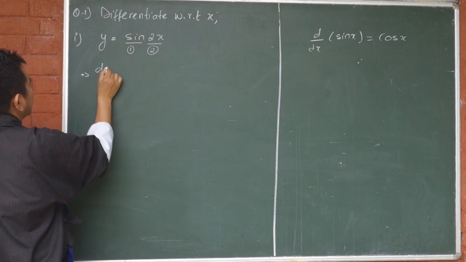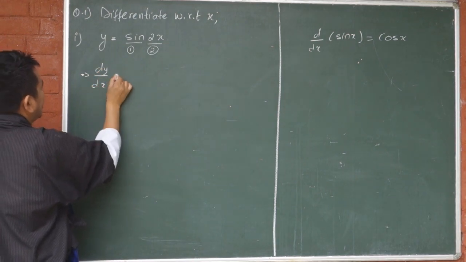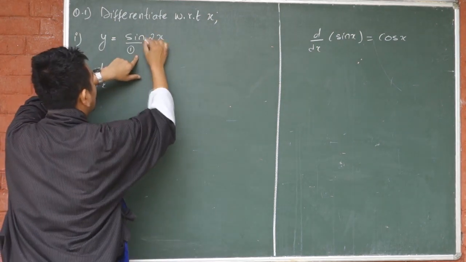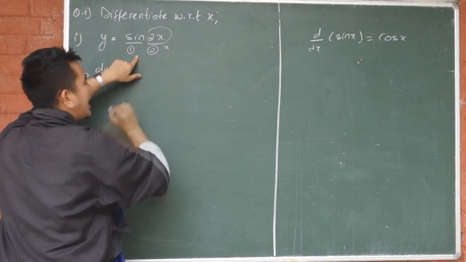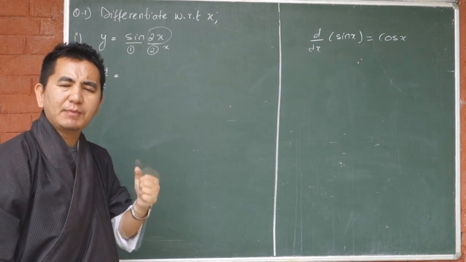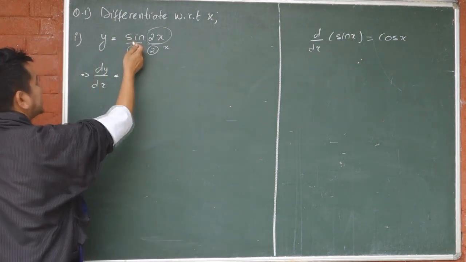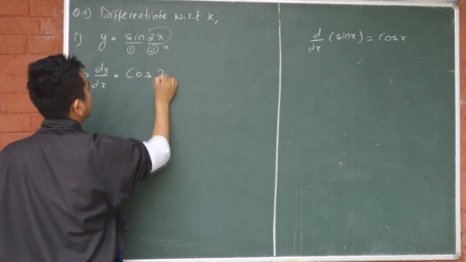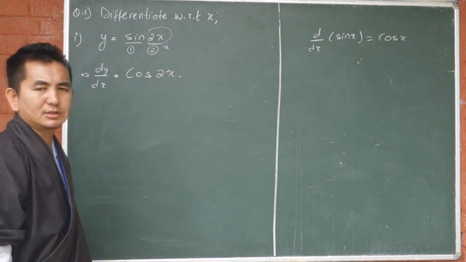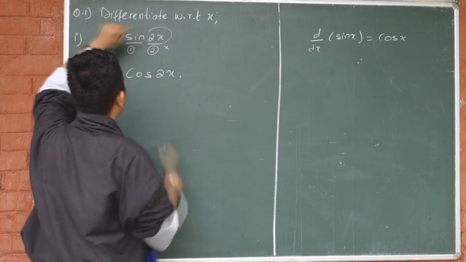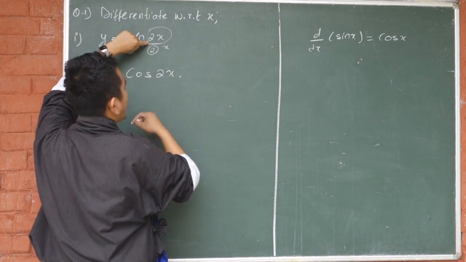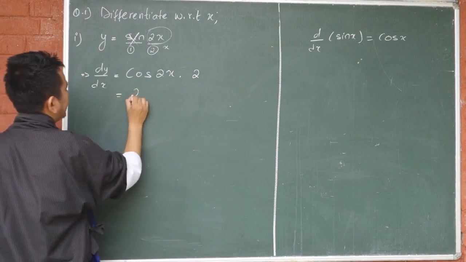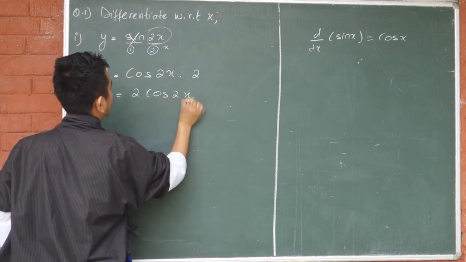That implies dy by dx is equivalent to, whenever you go for the first function, assume this whole thing, the second function, as x. The logic remains the same as I taught in algebraic differentiation. What's the differentiation of sine x? It is cos x. But in place of x, what do we have? 2x. Then this sine is done. Go for the angle now. This 2 is a constant. What's the differentiation of x? It is 1. So the answer is 2 cos 2x.